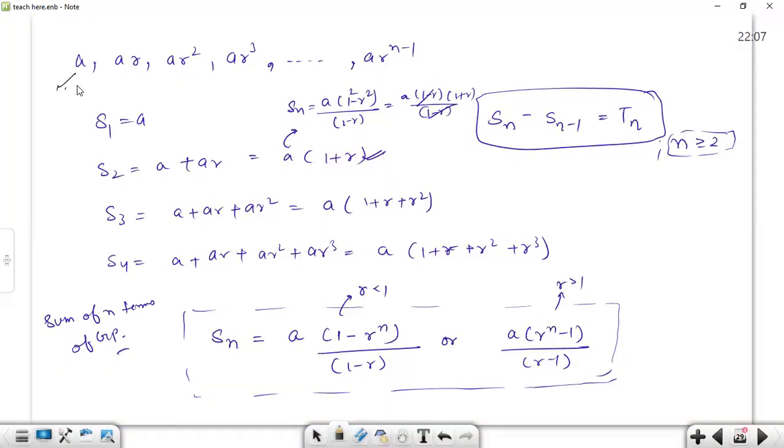We have also discussed the sum of n terms, which is this formula when r is less than 1. And when r is greater than 1, then this formula is used to find the sum of n terms in GP. To find the nth term in GP, we can also use this formula.